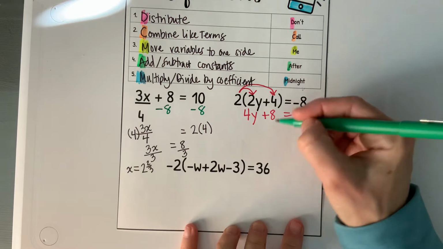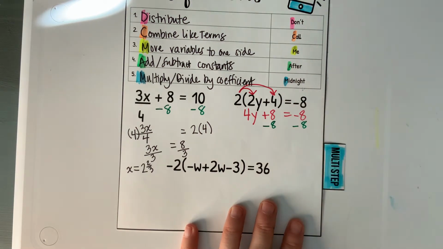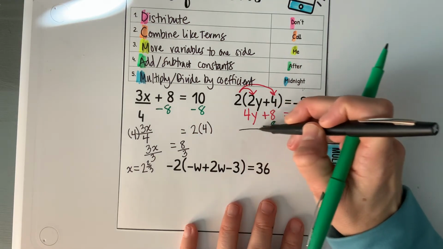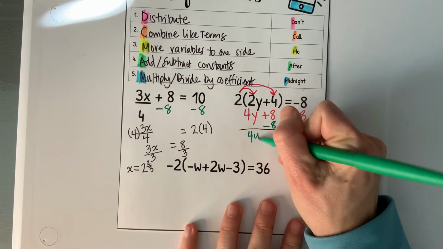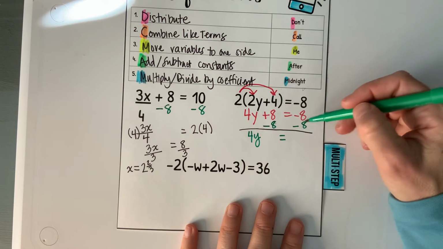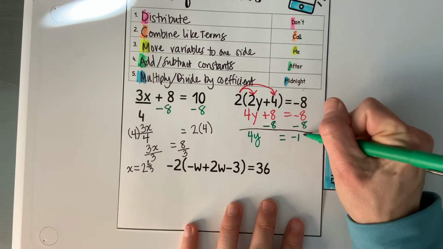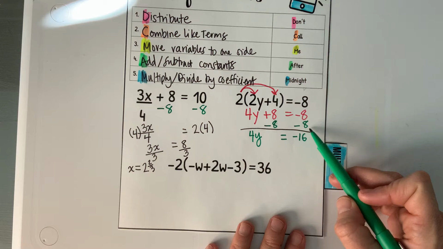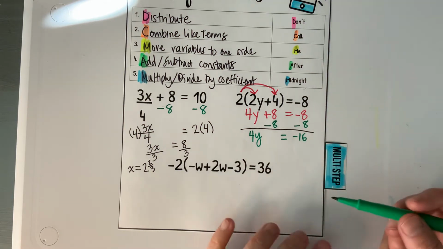In order to eliminate that, I'm going to subtract 8 and subtract 8, because what I do to one side, I need to do to the other. So I can put a horizontal line to keep it nice and tidy. So 4y remains 4y. This term gets eliminated, and that's going to be equal to negative 8 minus 8. Be careful, it's negative 16, because I'm at negative 8 and I'm taking away a positive 8. I'm subtracting 8, so that means I'm going this way on my number line.